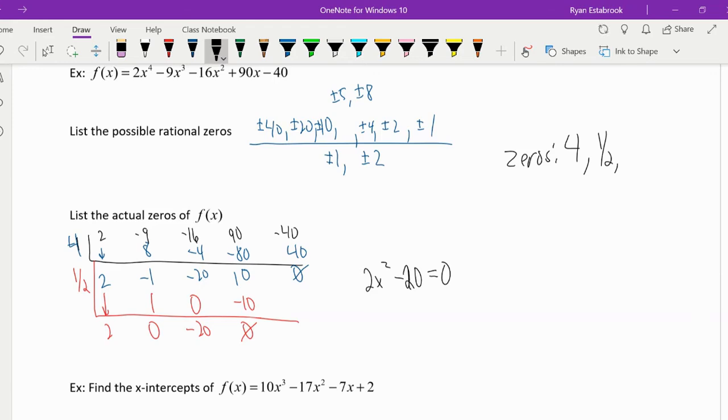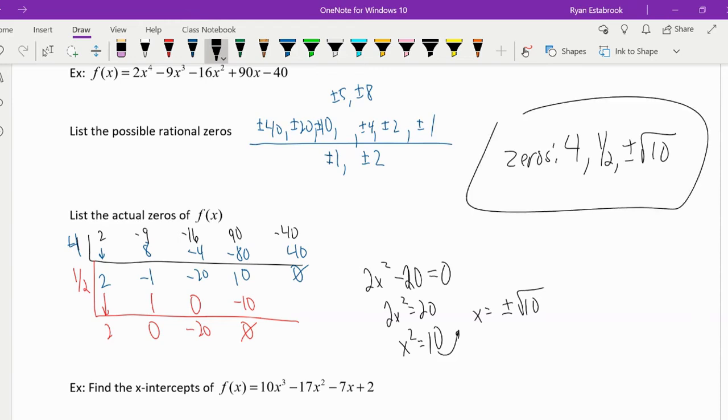I'm not good with solving quartics or cubics, but once it's x squared, I have a lot of strategies. And for this one, I'd just add 20 to both sides, divide both sides by 2, then take the square root of both sides, and I get x equals plus or minus square root of 10. And those are the 3rd and 4th zeros for this one. These are always going to go in pairs. If there's a positive root 10, there's got to be a negative root 10. So these are our 4 solutions to this one.